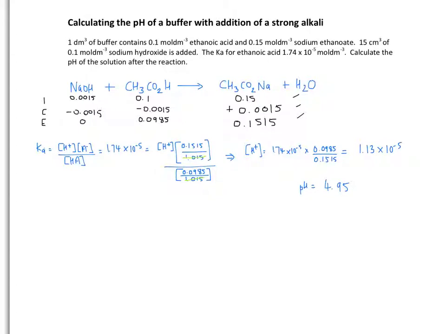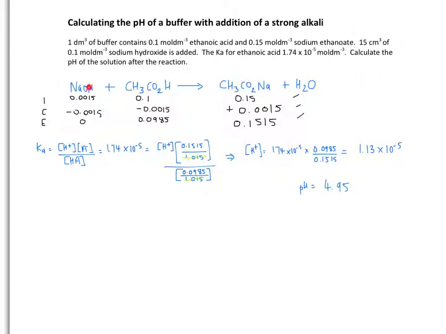Now calculating the pH of a buffer with the addition of a strong alkali. Same scenario, we've got the buffer set up, we've got the weak acid moles calculated, the sodium ethanoate moles calculated using n equals c times v. I've calculated the number of moles of sodium hydroxide. The Ka is the same. I've got to calculate the pH of the solution after the reaction.